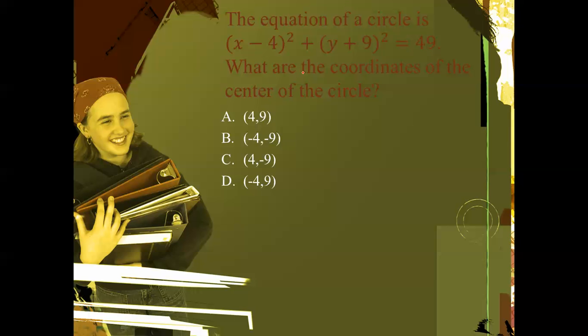Okay, so first we are going to start off with the equation of a circle: (x - 4)^2 + (y + 9)^2 = 49. What are the coordinates of the center of the circle?